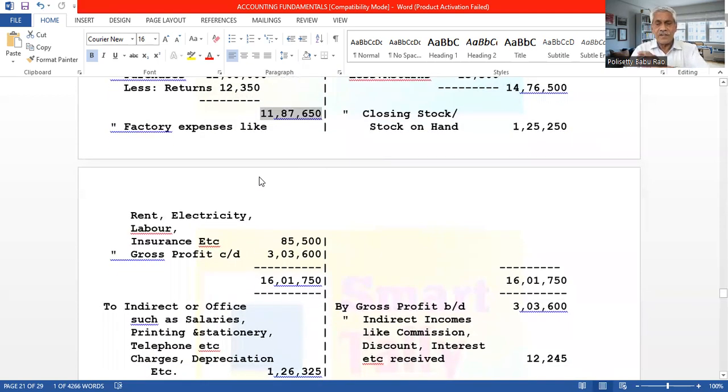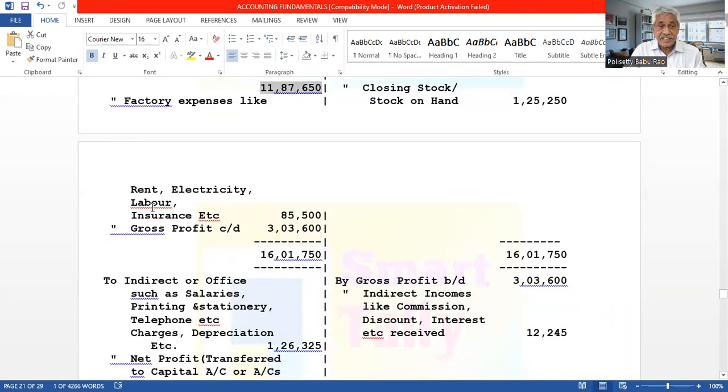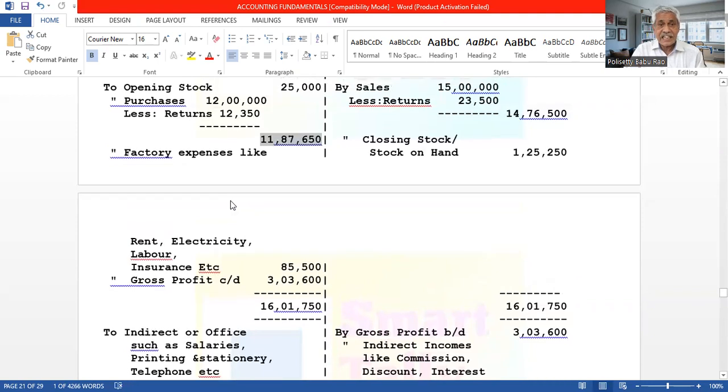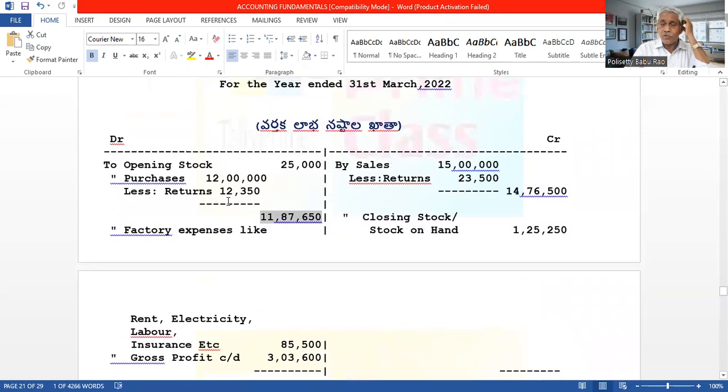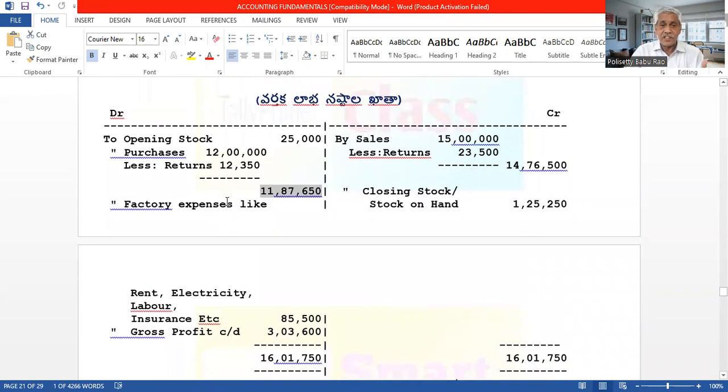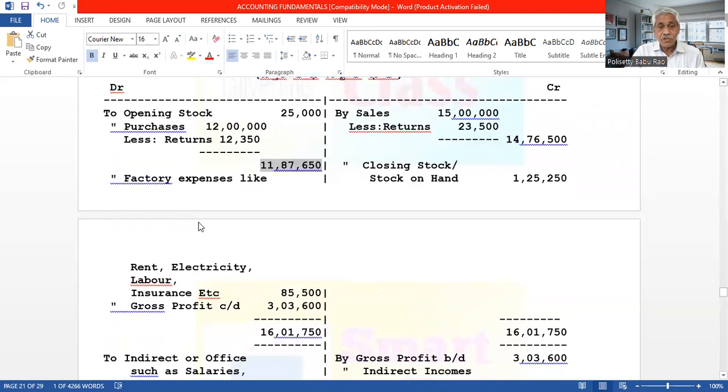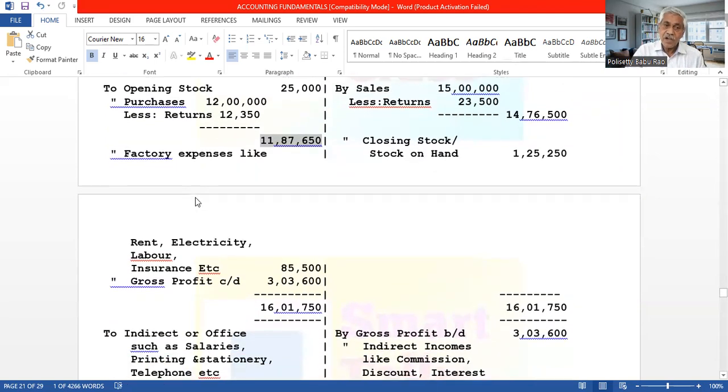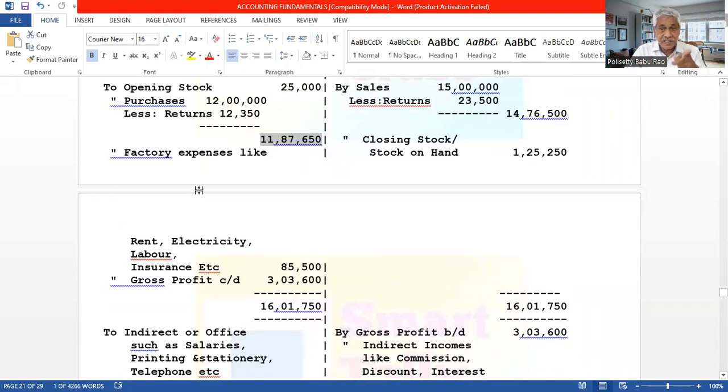And all the direct expenses are factory expenses, like factory rent, factory electricity, labor, factory insurance, etc. For purchasing goods, you will pay some freight or lorry charges or transport charges for bringing the goods. We call it freight charges, or freight inwards. These transportation charges are also direct expenses related to purchases, and they are also entered here. Like this, we write all the direct expenses after opening stock and purchases.